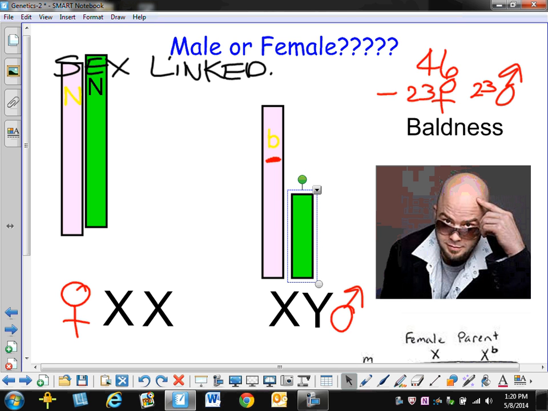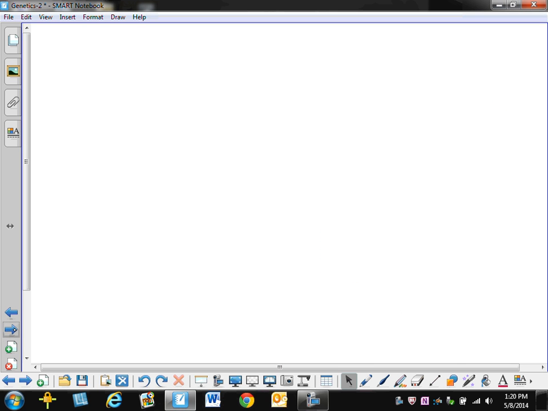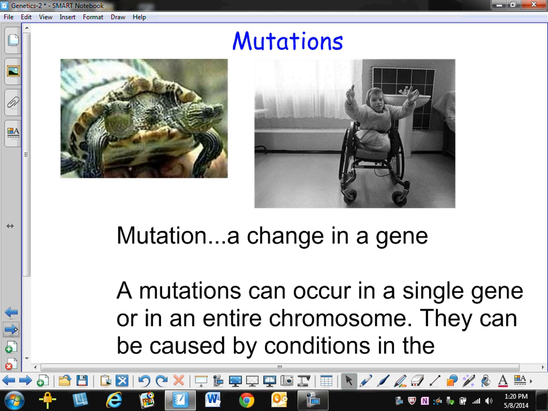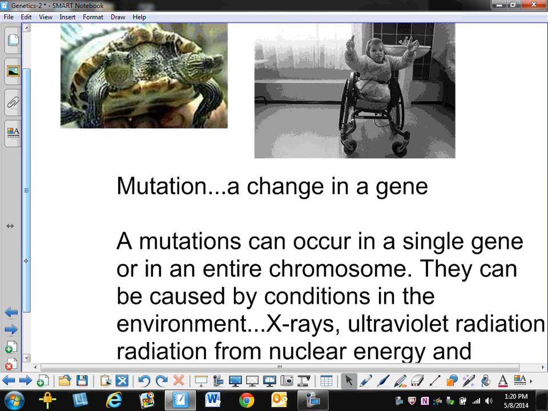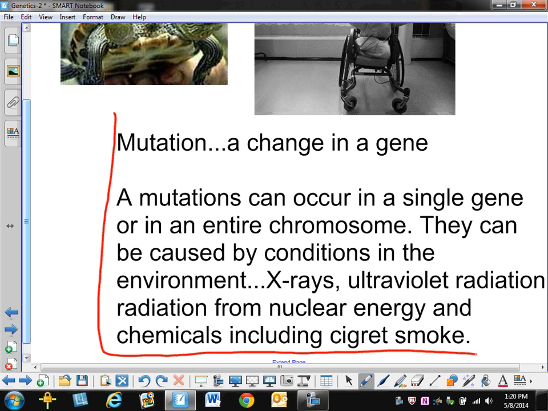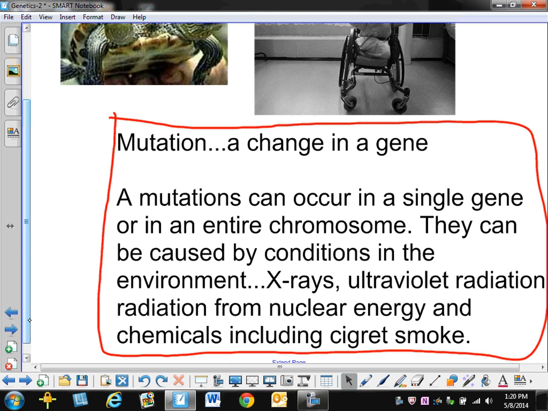Okay. Moving on. All right. I want to get to one. Okay, mutation. A mutation is a change in a gene. Mutations can occur in a single gene or an entire chromosome. They can be caused by conditions of, in fact, let's get you to write this down. Or copy it off of Blackboard or off of YouTube when you do this. You need to know this. It will be on your test in a form. And it will be in the SOL.